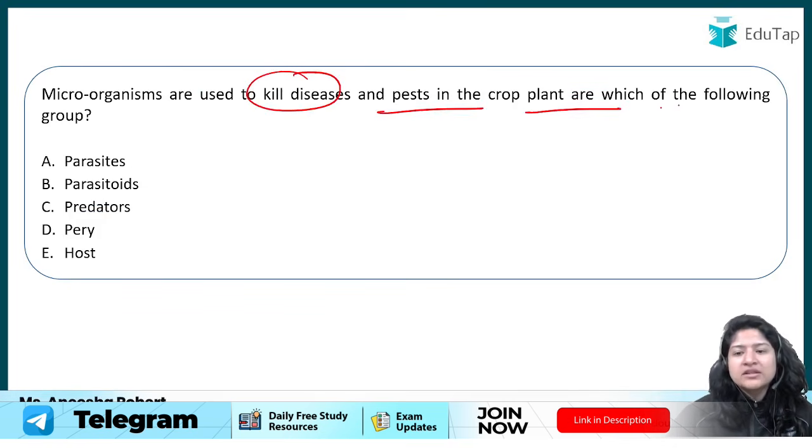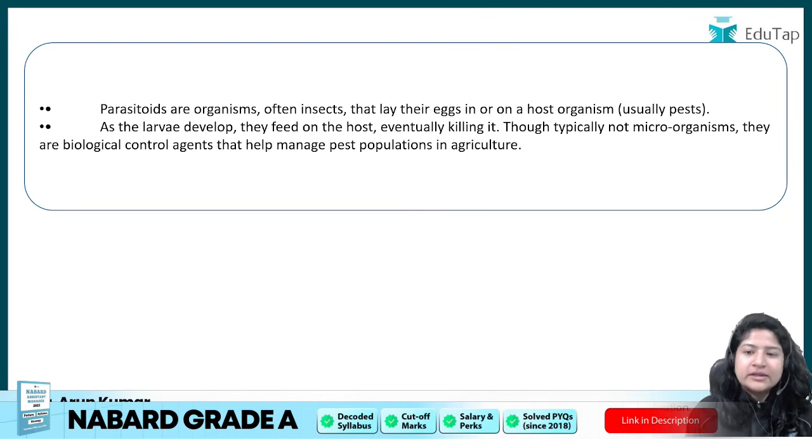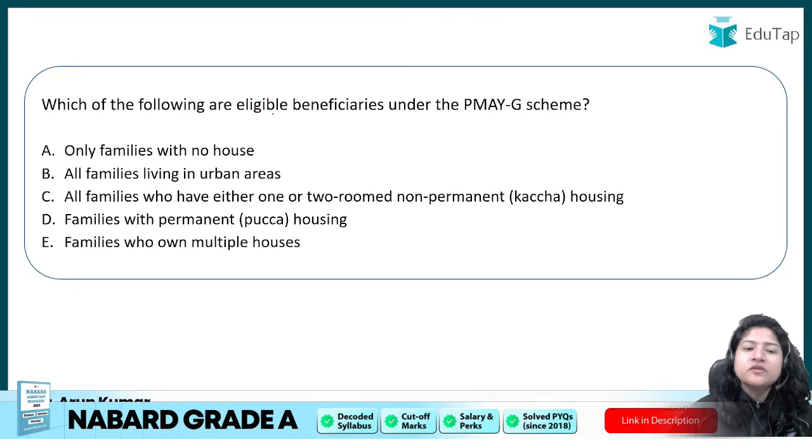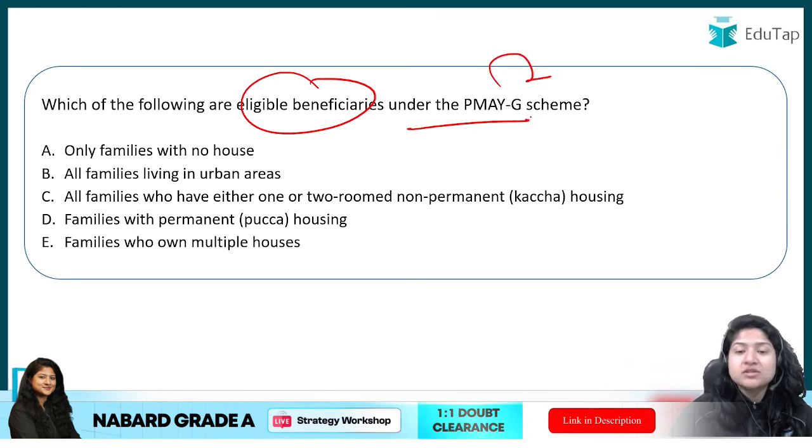Microorganisms are used to kill diseases and pests in crop plants, which of the following group, ठीक है। तो ये आपका एग्रोनॉमी से रिलेटेड अगेन है, पैरासिटॉइड है आंसर, ठीक है। Which of the following are agriculture eligible beneficiaries under Pradhan Mantri Awas Yojana Gramin.